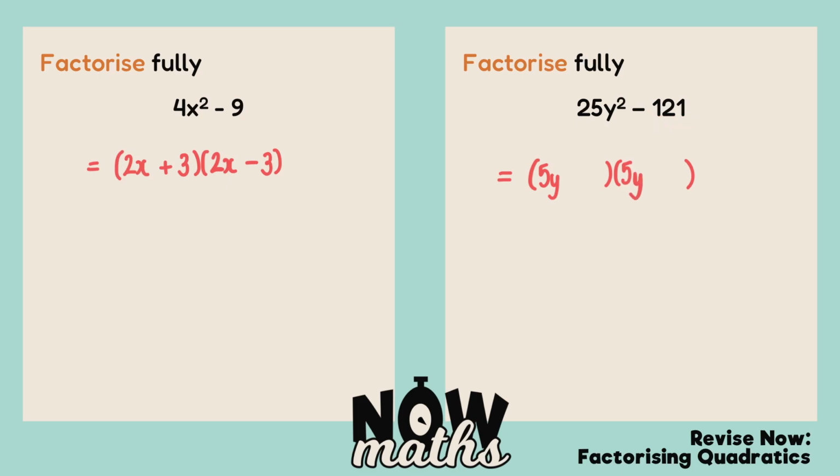Then the square root of 121 is 11, since 11 multiplied by 11 is 121. And given that we need the 11s to multiply to give negative 121, we need one of them to be positive and the other to be negative. And this is our fully factorised difference of two squares. And again the brackets could be written in either order.